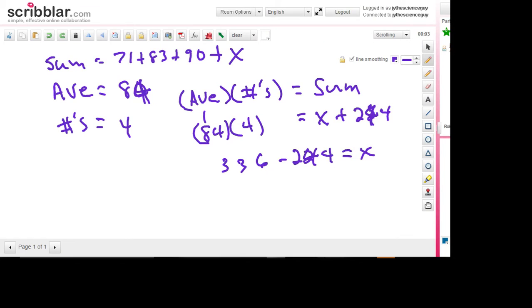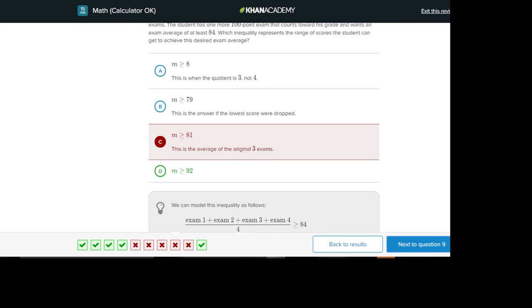If I do rounding, what is 330 minus 340? Or 330 minus 240, what is that? 90, right. So I know I need something that's at least close to 90, right? So that's the only answer that even makes sense. So did I even have to do all the math? I can round and estimate, which is what you should be doing on this test.